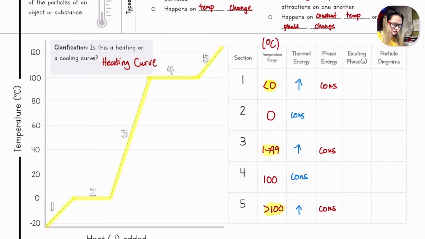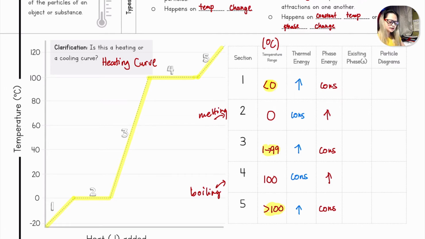Whenever there's a phase change, in this case, this is the melting, and this is boiling right here. Well, if there is a phase change, the phase energy, the distance between the particles, will increase or decrease, depending on if you're adding heat or removing heat. So in this case, this is when it is increasing. I'm going to go ahead and add going up and then going up in here. And then hopefully you'll see a pattern in there.